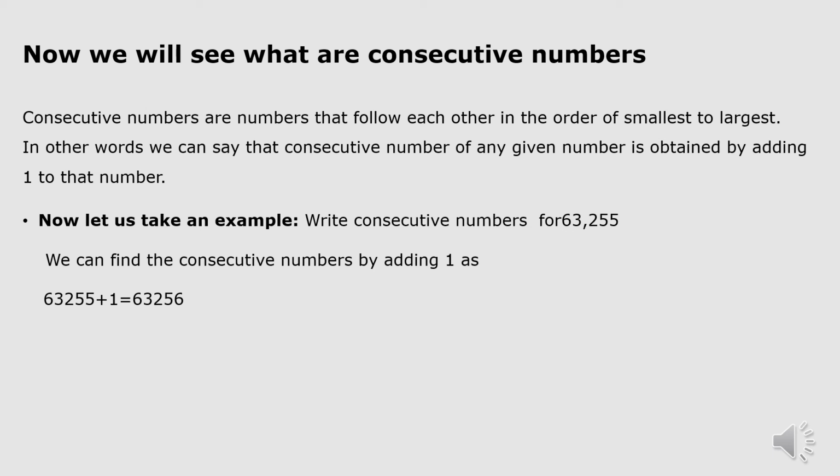Now we will learn about consecutive numbers. Consecutive numbers are defined as numbers that are obtained by adding 1 to that number. For example, if you have to write the consecutive number for 63,255, how will you write that? To find its consecutive number, you need to add just 1 to the given number. So, 63,256 is the consecutive number for the given number.